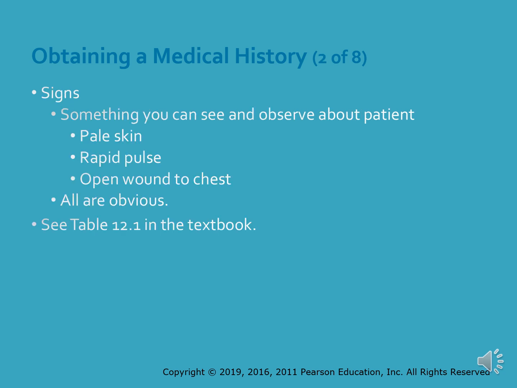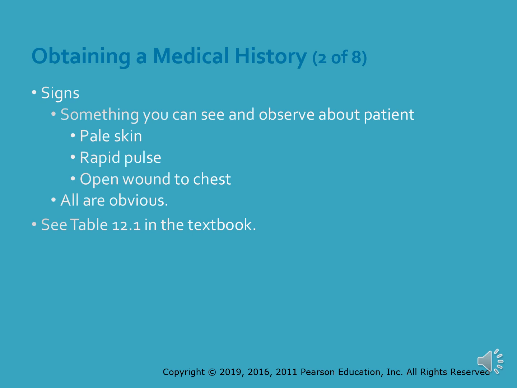The first thing you must know about obtaining a patient history is the difference between a sign and a symptom. A sign is something that you can see and observe about your patient. Think of it more so like road signs. A road sign will tell you to stop. A road sign will tell you to yield or that you're going the wrong way.